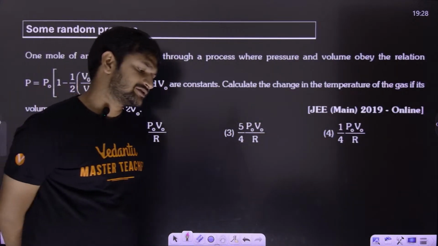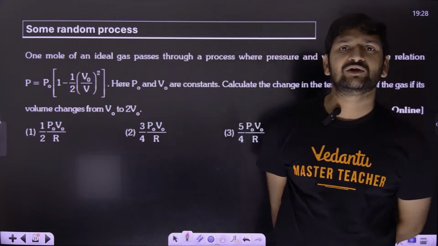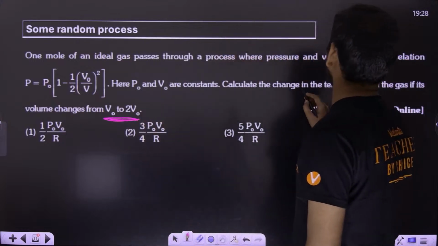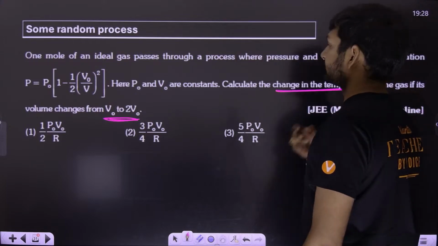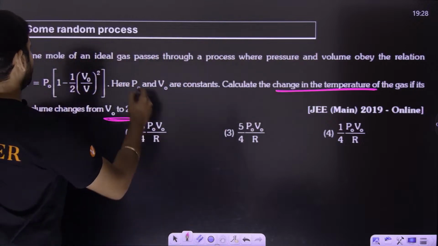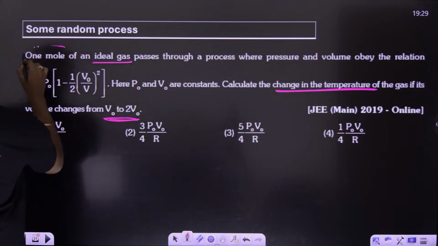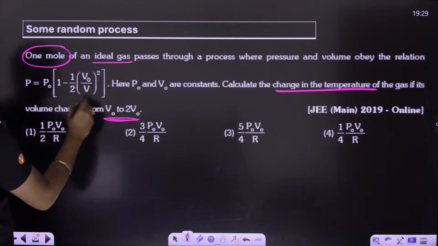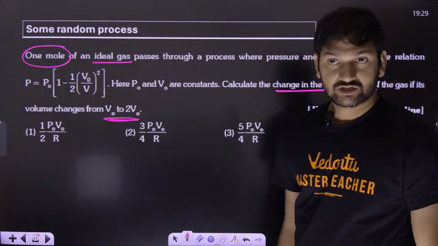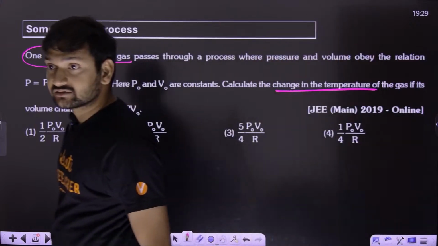The very first thing you have to look at is they are talking about changes in volume, and they are talking about change in temperature. Here the pressure and volume relation is given, and they clearly mentioned that it is an ideal gas and it is 1 mole. So this relation should be converted to a T and V relation.